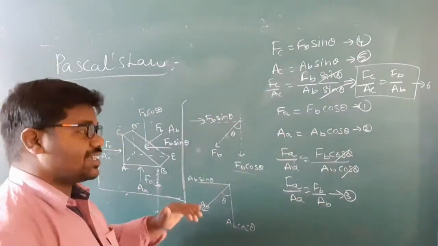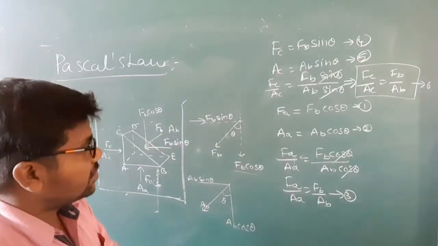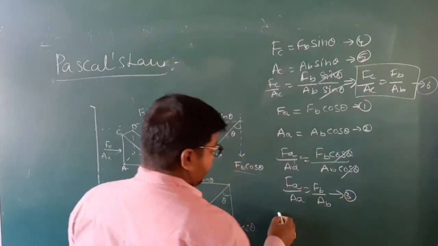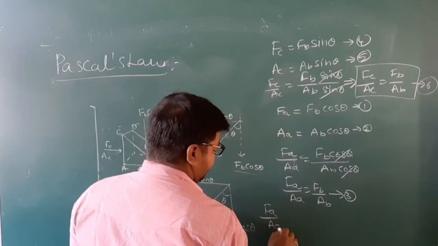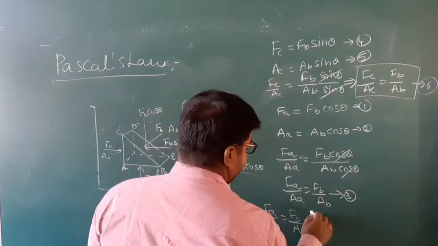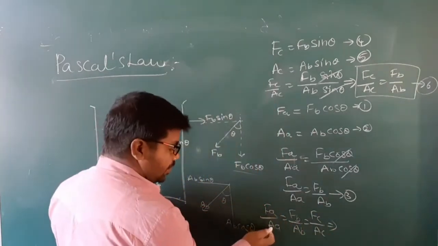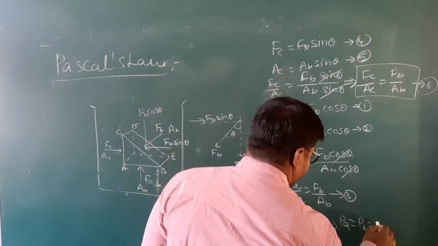Once again I will explain, no need to worry. From equations 6 and 3, FA by AA is equal to FB by AB, which is equal to FC by AC. What is force per unit area? Pressure. So pressure A is equal to pressure B is equal to pressure C.